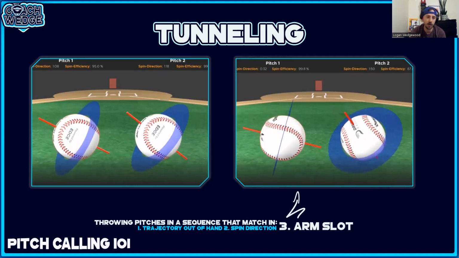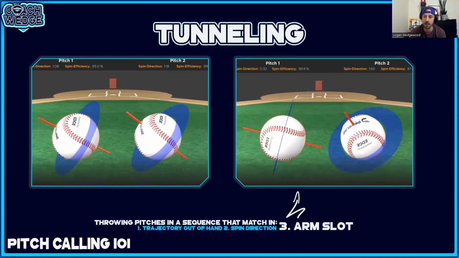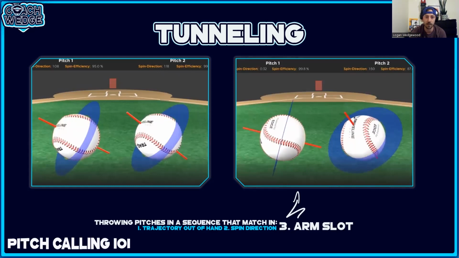With a changeup, as we know, the deceptiveness of a changeup is what gets outs, not necessarily the speed difference or the movement. It has to look like the fastball. So there's a lot of fastballs that the changeup on the far right could look like, just not this one.